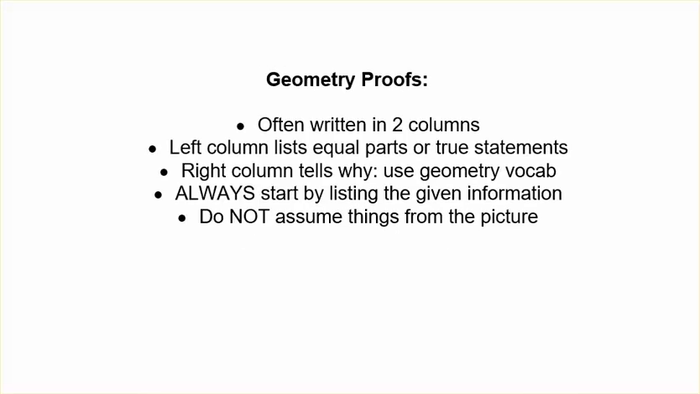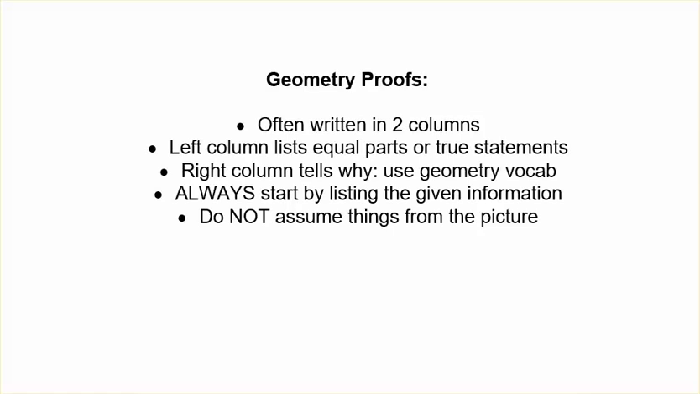In geometry, we'll write proofs quite a bit. Often we're going to write our proofs in two columns. We'll typically make them as a table. Now in the left column, we're going to list things like equal parts or statements that we know are true. The right column tells us why. We're going to use geometry vocabulary. Often, it's easiest for students if they write out a sentence, literally explaining what they mean.